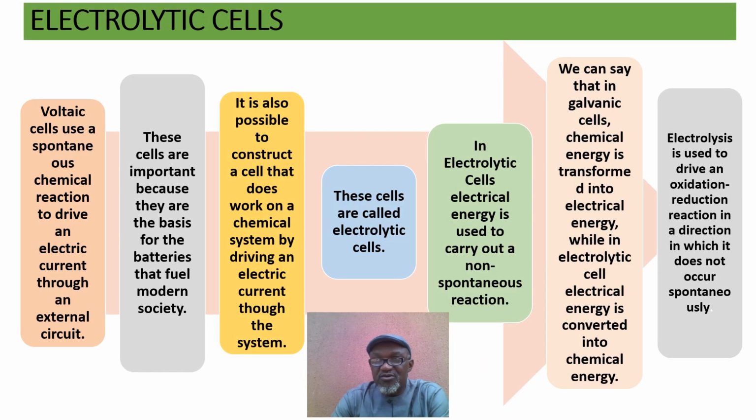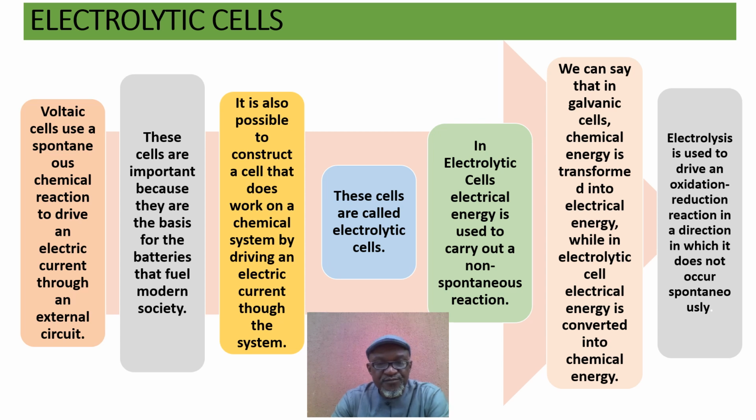Electrolytic cells. Remember, we made a difference when we defined electrochemical reaction into galvanic cells or electrochemical cells and electrolytic cells. So voltaic cells use a spontaneous chemical reaction to drive an electric current, that's electrochemical cell, through an external circuit. These cells are important because they are the basis of the batteries that fuel modern society.